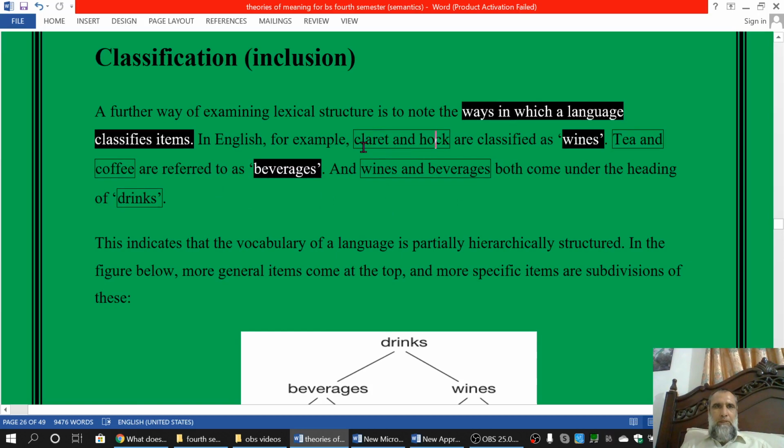So this inclusion and this classification, for example, claret and hawk are classified as wines, tea and coffee classified as beverages, and both these wines and beverages come under the heading of drinks. So there is inclusion, one is included in the other, and therefore these two belong to the same semantic field, and one includes the other.